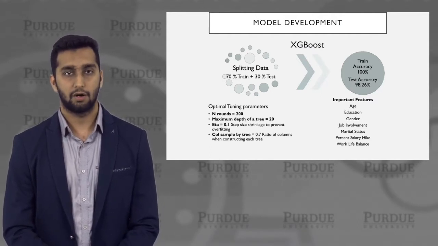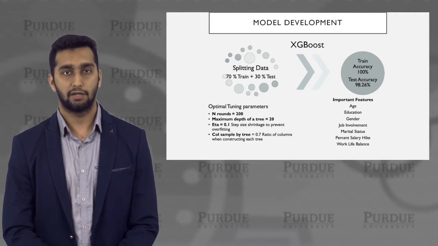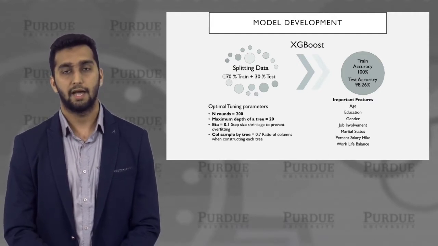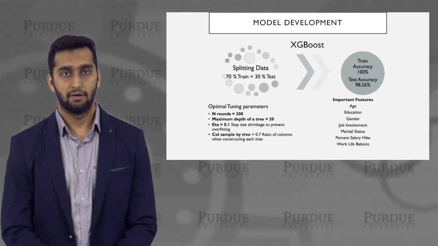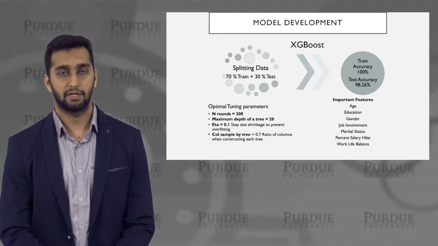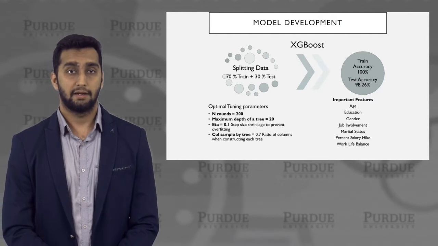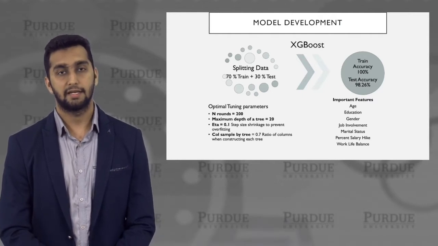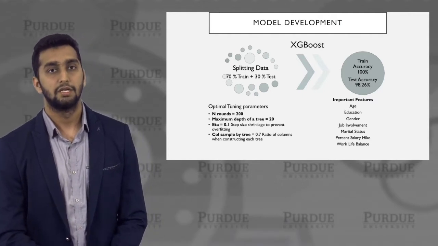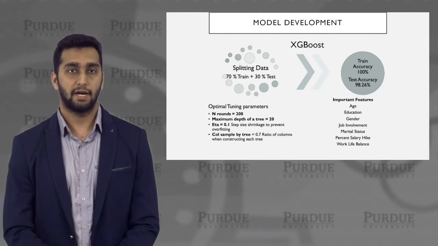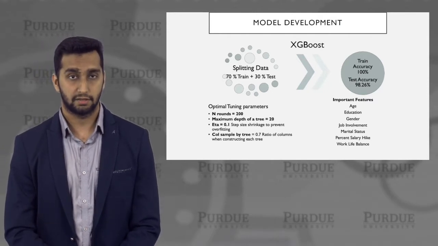From the pool of different models, we got our optimal model with nrounds equal to 200, maximum depth as 20, and ETA as 0.1. For this model, we had our train accuracy as 100% and accuracy on test data as 98%. Using this model, we identified the most important features causing attrition.